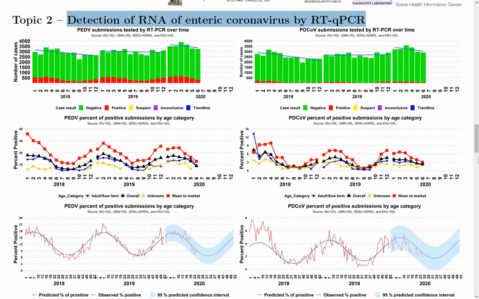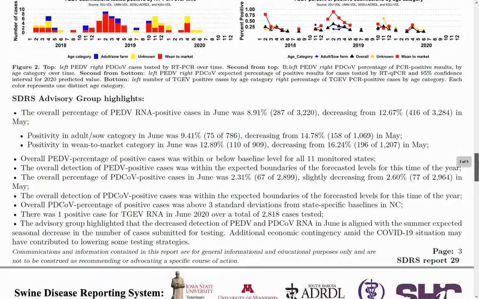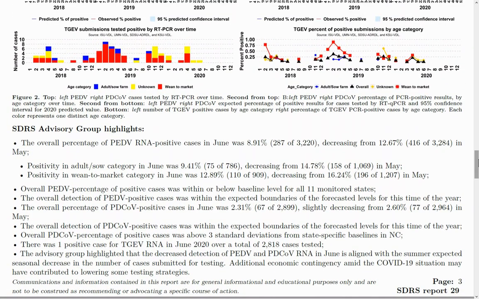A decreased detection of PED and Delta coronavirus positive submissions was observed from May to June. The detection of both agents was within the expected boundaries for this time of the year, and PED percentage of positive submissions was below or within the baseline for all the 11 monitored state-specific baselines, and some detection above expected was observed for Delta coronavirus in North Carolina.